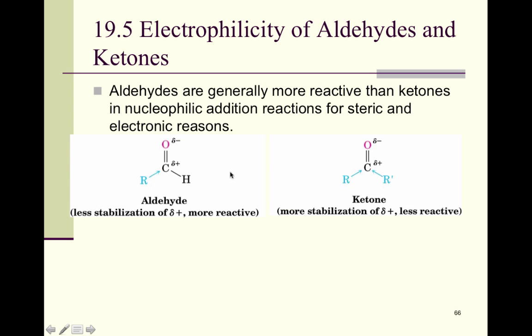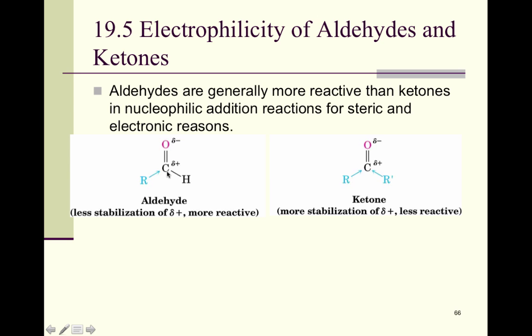So let's talk a little bit more about the aldehyde and ketone and what's going on in terms of the delta positive and negative. What's happening with an aldehyde is when you have an R group coming on here, it's going to donate a bit of its electrons. Remember, we have an electron donating group. And what it's going to do is it's going to have less stabilization than the ketone that has the 2 R groups coming in. So usually we will see that the aldehyde is going to be more reactive than the ketone. And this is also due to steric reasons.